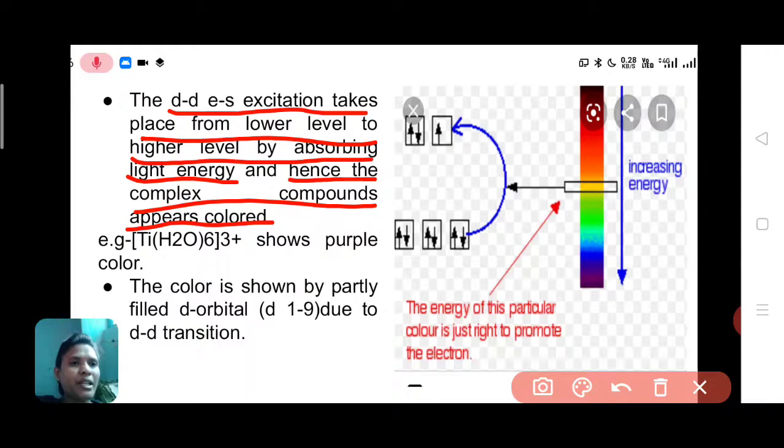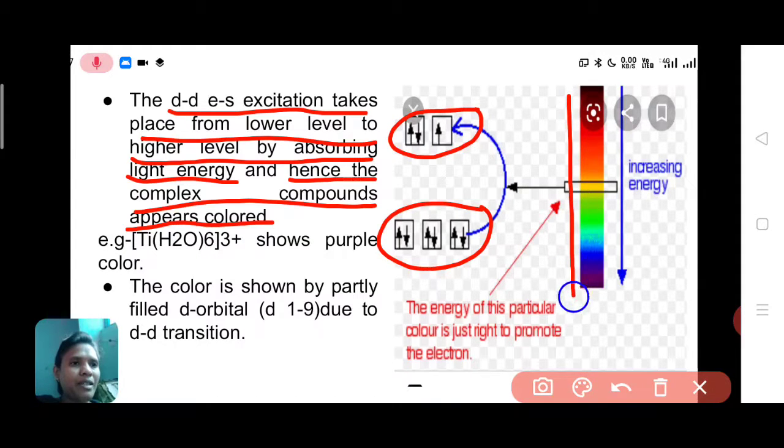See in this picture here, these are lower energy level electrons and these are higher energy level electrons. And this is our 7 colors of light. When this electron absorbs this light energy, then due to absorbing this light energy, the electron is promoted from the lower energy level to the higher energy level.